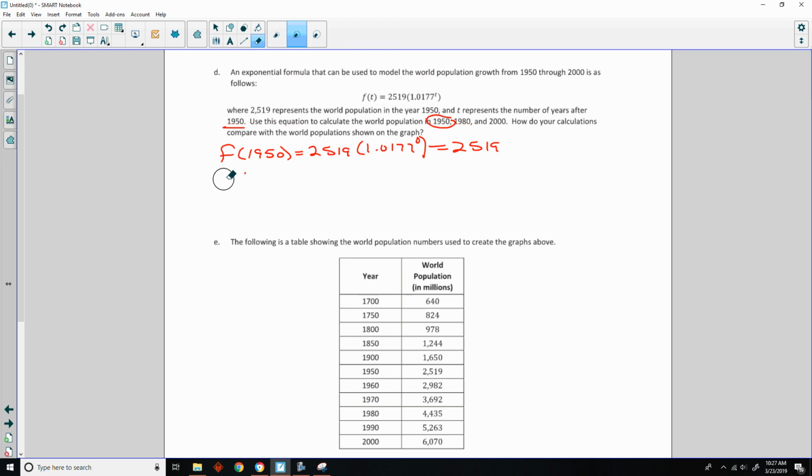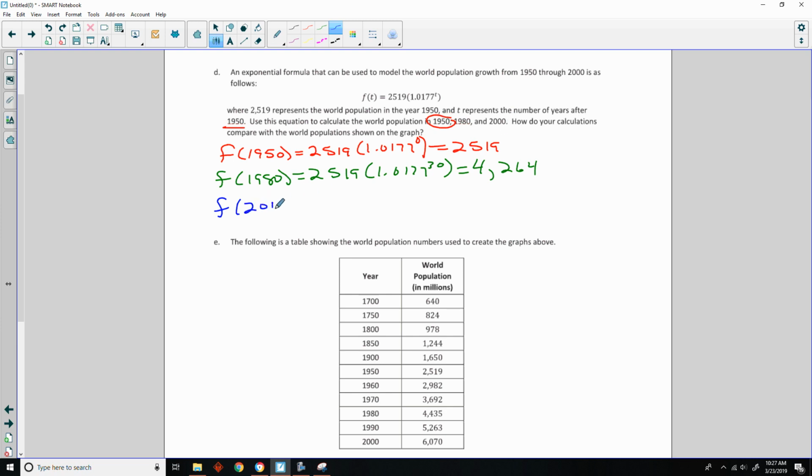F of 1980 equals 2,519 times 1.0177 to the, and 1980 is 30 years after 1950. And when I enter that in my calculator, I get 4,264. And then f of 2000, I shouldn't call these f of 1950 and f of 2000. This should be f of 0, number of years after 1950. This should be f of 30. And the last one should be f of 50.